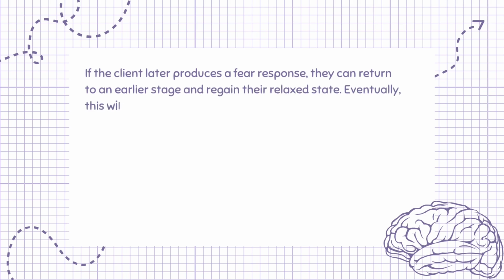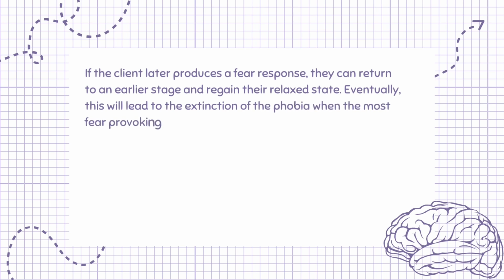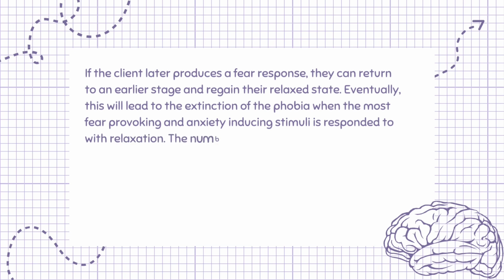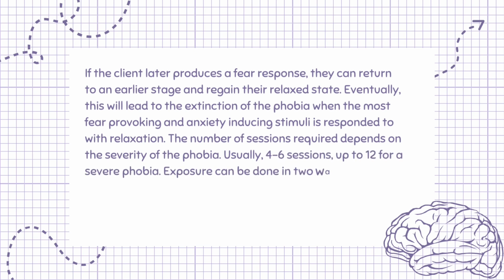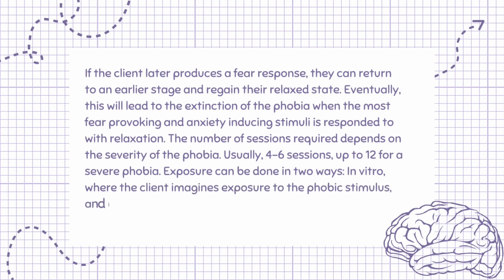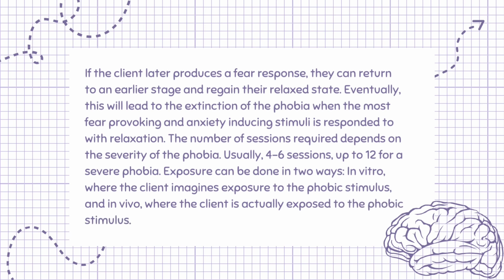Eventually, this will lead to the extinction of the phobia when the most fear-provoking and anxiety-inducing stimulus is responded to with relaxation. The number of sessions required depends on the severity of the phobia. Usually 4 to 6 sessions, up to 12 for a severe phobia. Exposure can be done in two ways: in vitro, where the client imagines exposure to the phobic stimulus, and in vivo, where the client is actually exposed to the phobic stimulus.